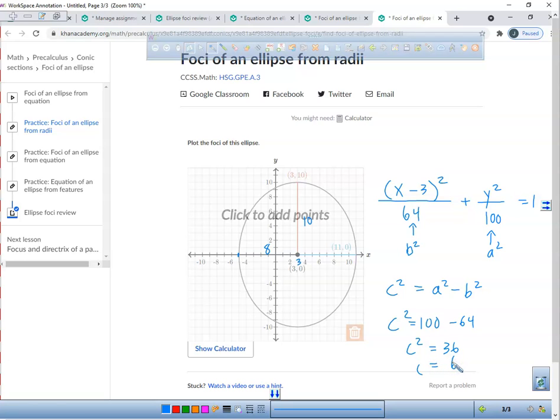6. Now, where do I put it, though? I'm not going to put it horizontally. I'm going to put it vertically. So how many am I going to count? 1, 2, 3, 4, 5, 6. So one goes right there, and the other one goes down. 1, 2, 3, 4, 5, 6. Those are my two foci.